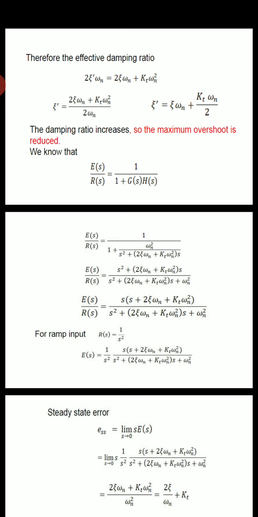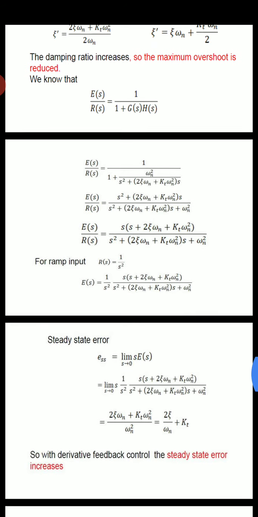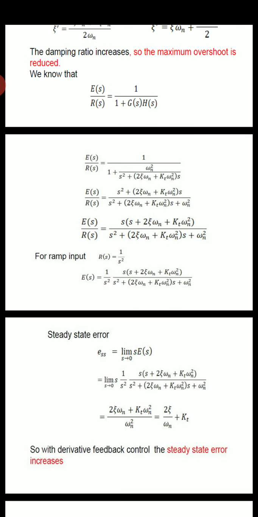In the equation E(s)/R(s), if you substitute R(s) = 1/s², you will get E(s) = (1/s²) × (s + 2ζωn + Kt ωn²) / (s² + (2ζωn + Kt ωn²)s + ωn²). The steady state error ess is equal to the limit as s tends to 0 of s·E(s).